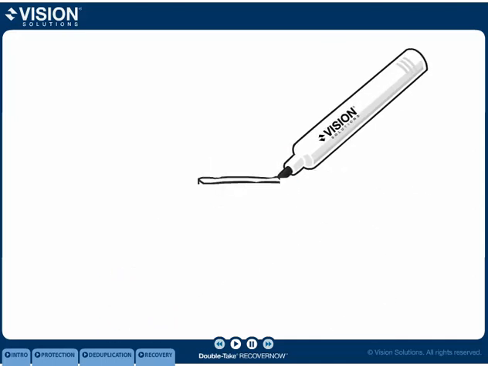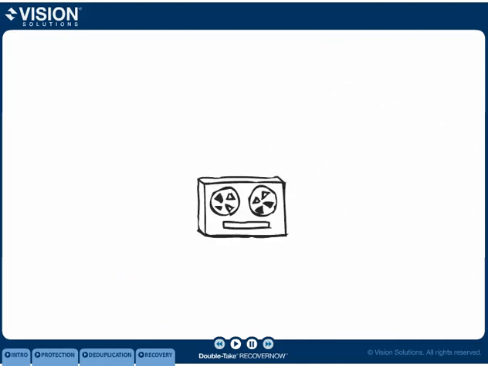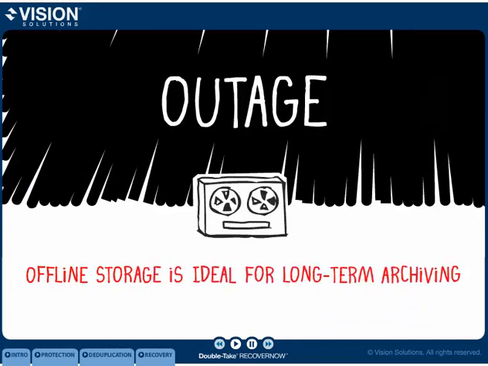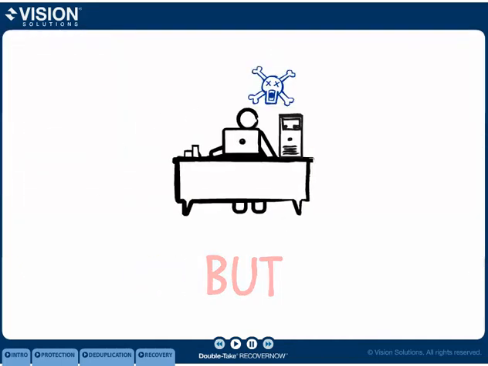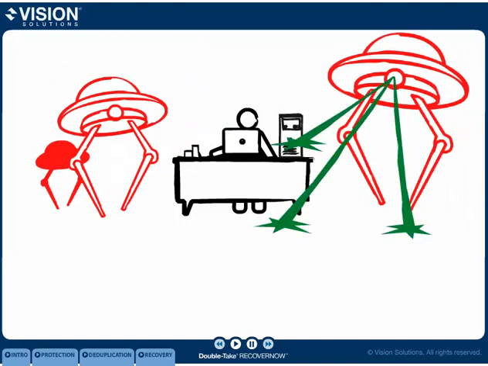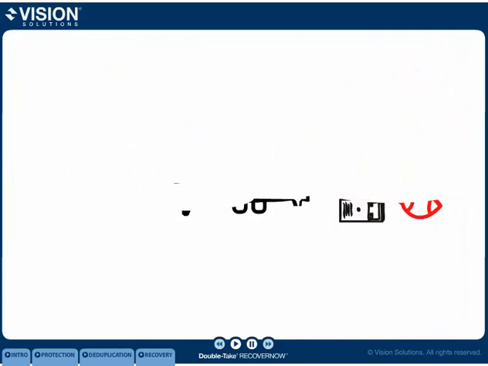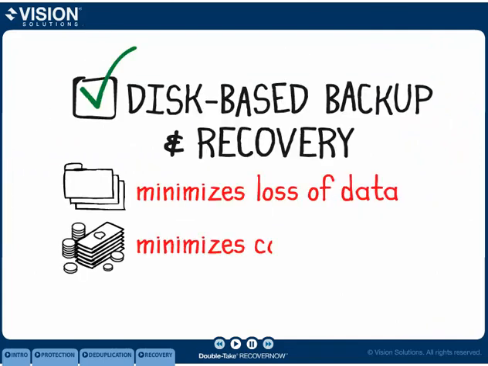Do you still depend on tape backups to resume IT operations after an outage? Offline storage is ideal for long-term archiving, but when data and applications go down due to viruses, disasters, or even simple human error, recovery from disk storage is the clear choice to minimize the loss of data and the cost of downtime.